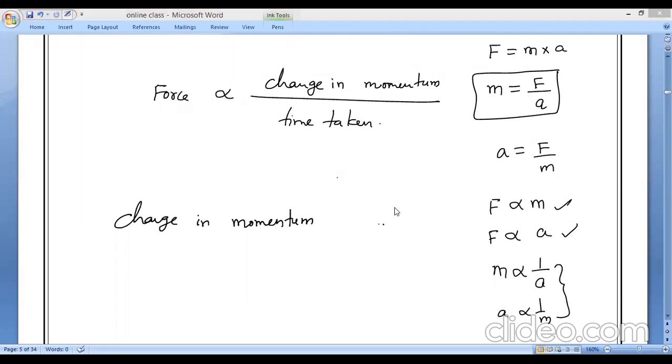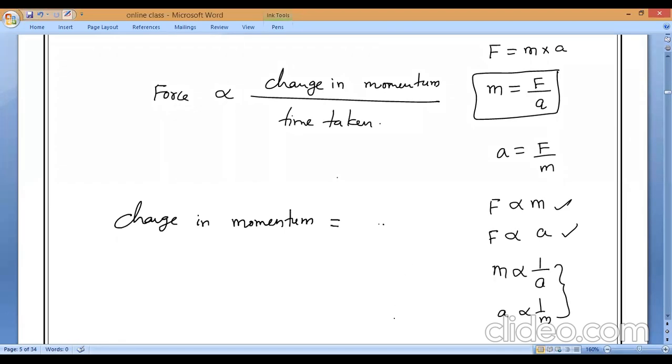Symbol of momentum. Anybody? This is what you people are studying. I am asking the symbol of momentum. Momentum can be represented with what letter? P, sir. P. That is what I am asking. Symbol means that is only correct. You people don't know that? P. So that is what change in momentum means.